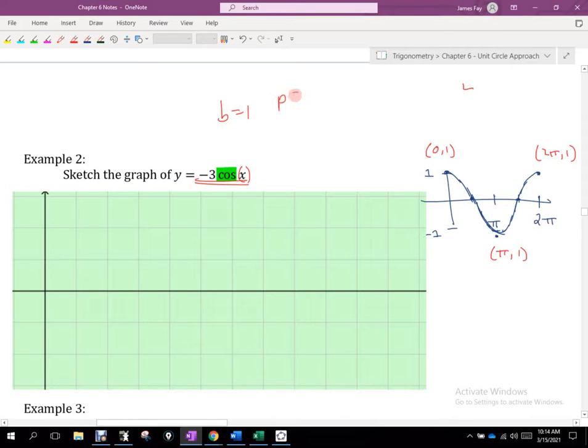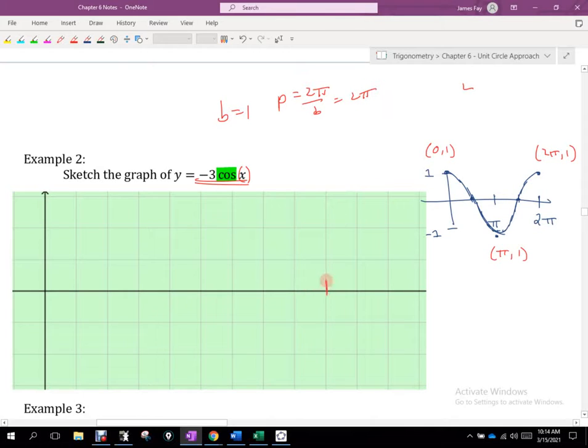So when I go period is equal to 2 pi over b, it's 2 pi over 1, which is just 2 pi, which seems trivial. But in the next example, you're going to see how that impacts things. So I want us to get in that mode of always doing 2 pi over b. Now what you're going to do is establish where you want 2 pi to be on your graph, on your x-axis.